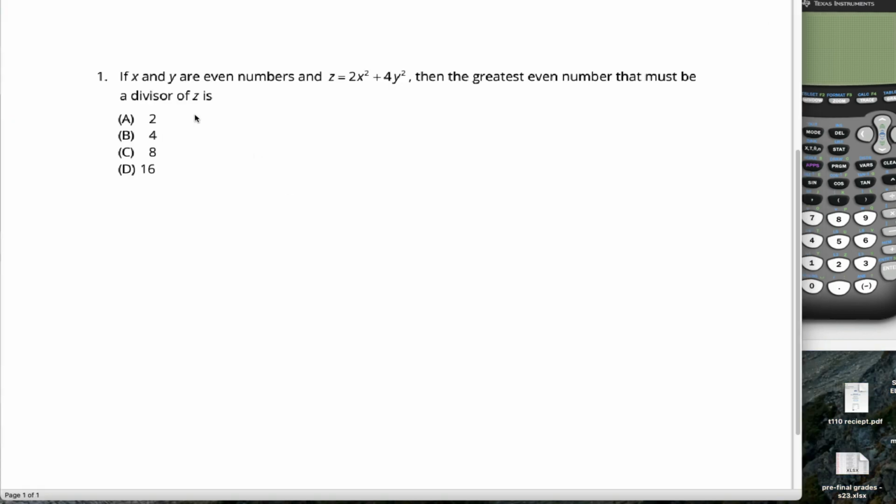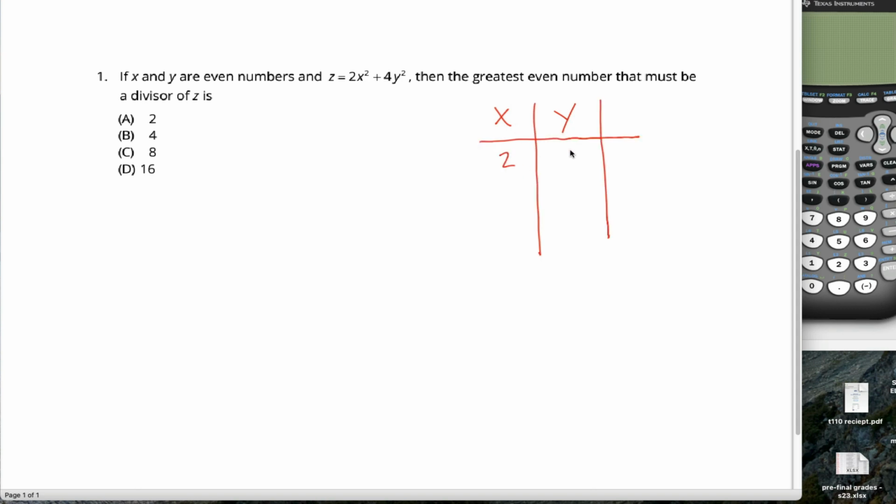Anyways, question 1. So I'm told that x and y are even numbers and that z is equal to 2x squared plus 4y squared. And what I'm supposed to figure out is some information about z. In this case, what is the greatest even number that must be a divisor of z? So one option, since you're lucky enough to have a calculator, is you could just sort of arbitrarily choose some even numbers for x and y.